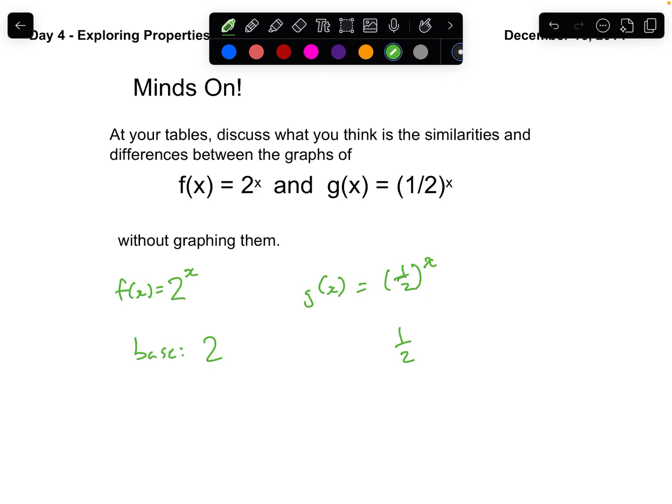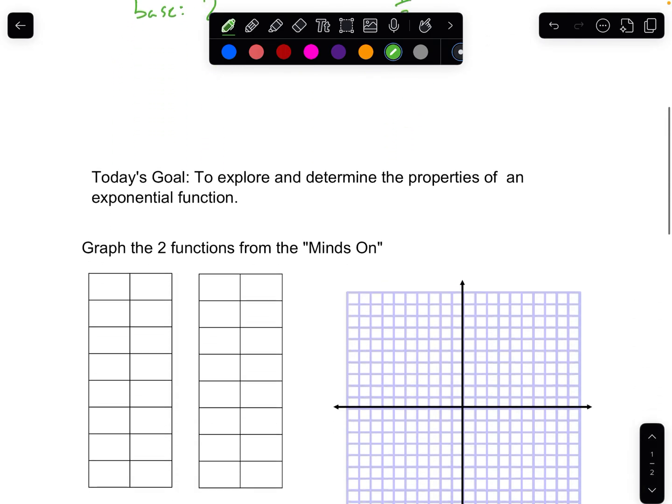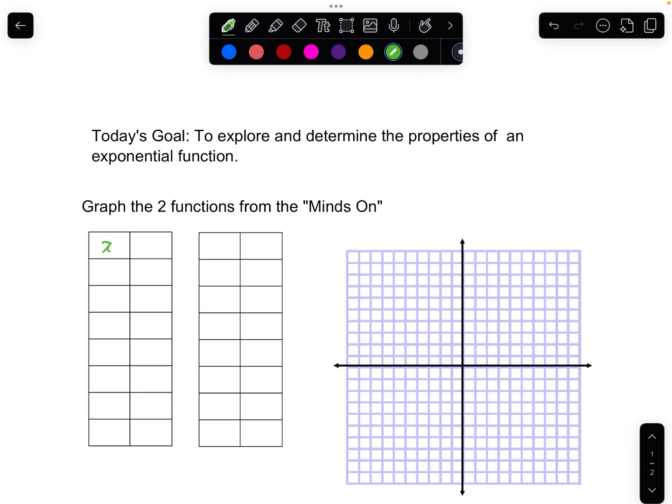And then what we won't see until we graph it is that they're both going to share some other properties as well. So it's easier if we just go to the graph. If we look at this as x and y, for f of x is 2 to the x, and we do 3, 2, 1, 0, -1, -2, -3.